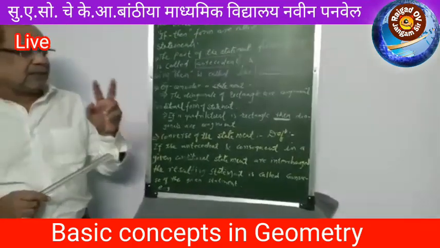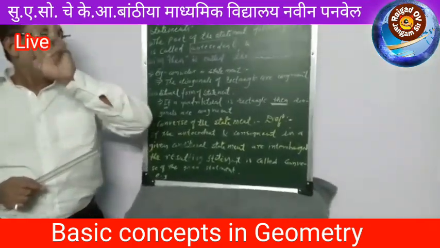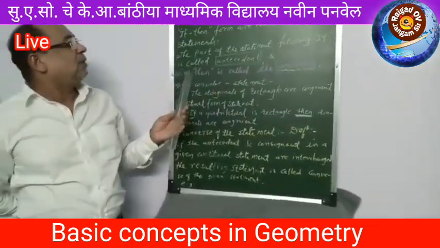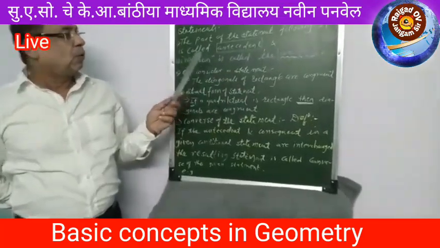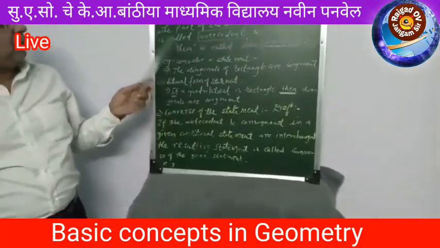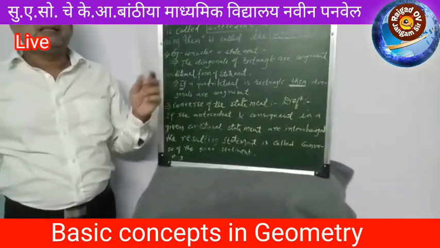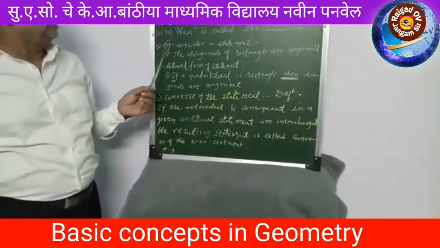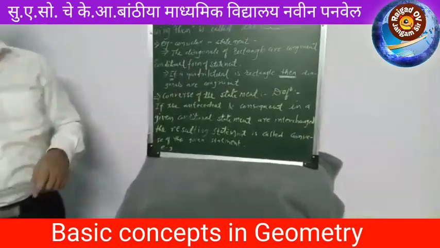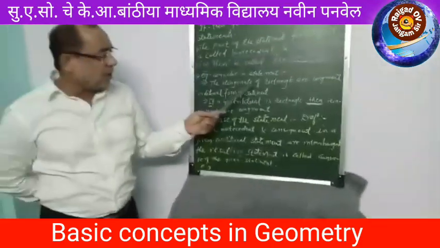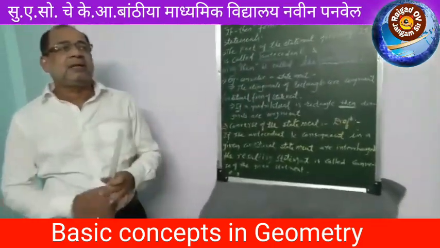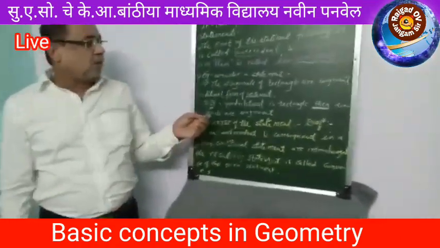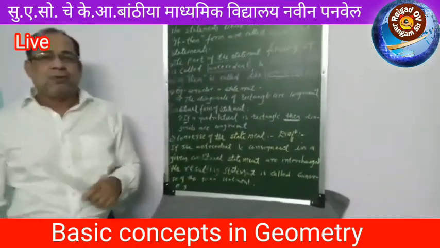In each and every conditional statement, there are two statements, two sentences. The first one contains if and the second one contains then. So when the statement is written in if-then form, then we say this is the conditional statement. For your understanding, you remember the example. Suppose you have been given a statement: the diagonals of a rectangle are congruent. This is the simple statement.